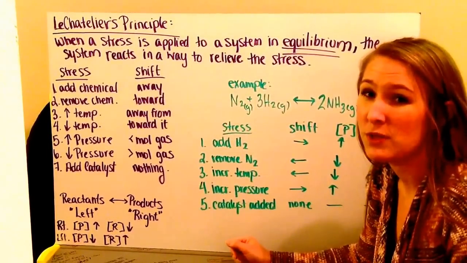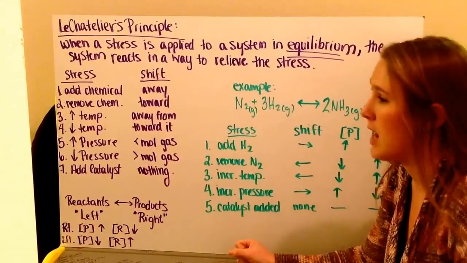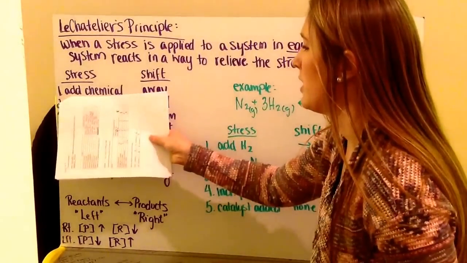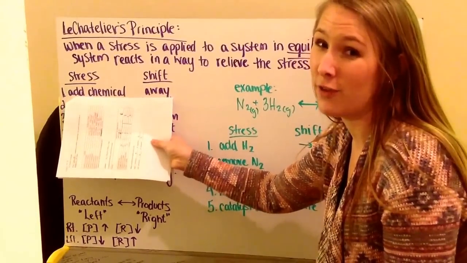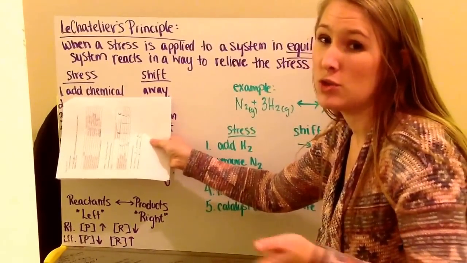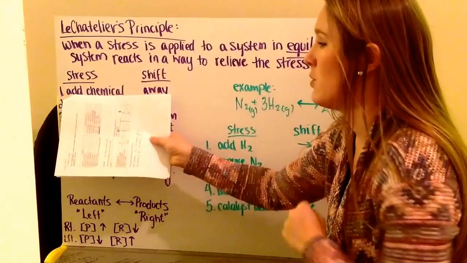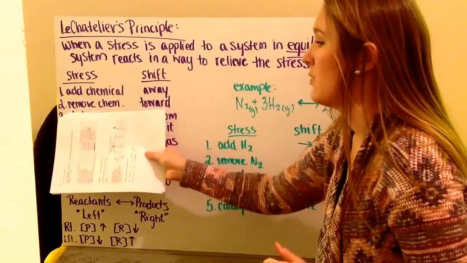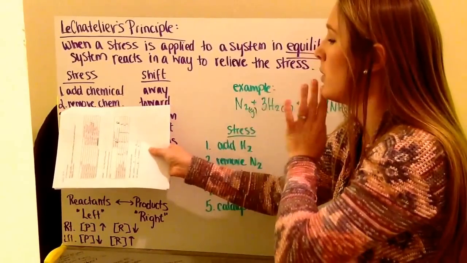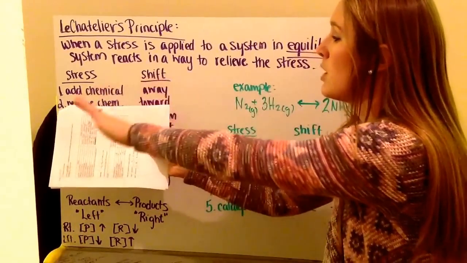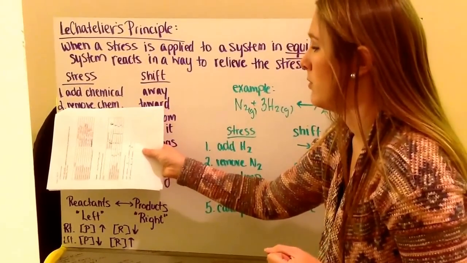There are a couple different stressors that we can implement on our chemical reaction. The first of which is adding a chemical. Your reaction is going to shift away from that addition of the chemical to shy away from it. That way it decreases how much you added. Next, if we remove a chemical, that's like creating a hole in your reaction, and your equilibrium is going to shift towards where the chemical was removed to replace the chemical that you removed.